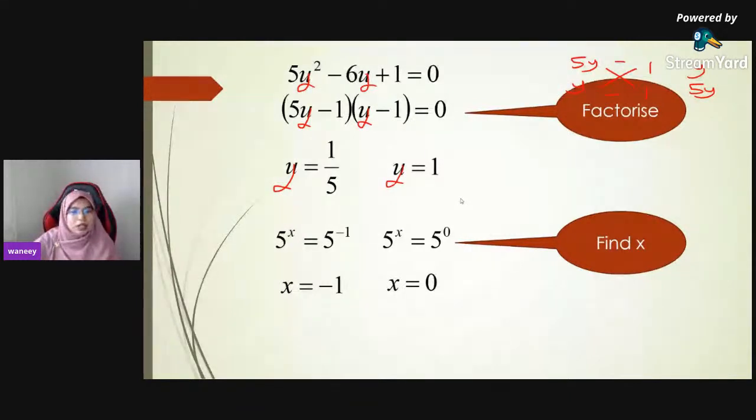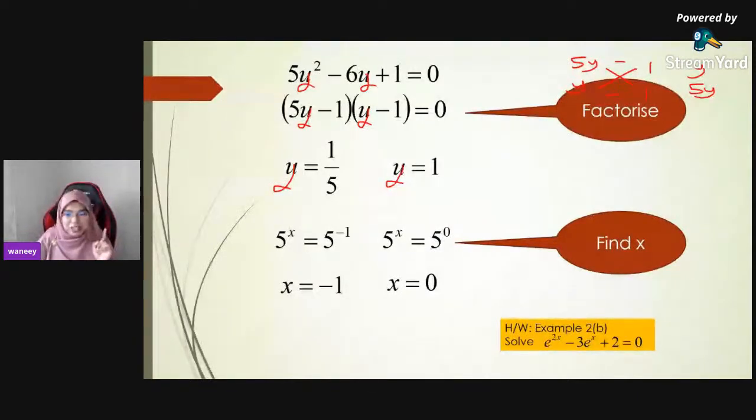Okay, so done with this one. I give you one more homework to do. So this is example 2b, e to the power of 2x minus 3, e to the power of x plus 2 equal to 0. Now, check the power first. So this is x, this is 2x. So this is double of this one. So that means we can easily use substitution.